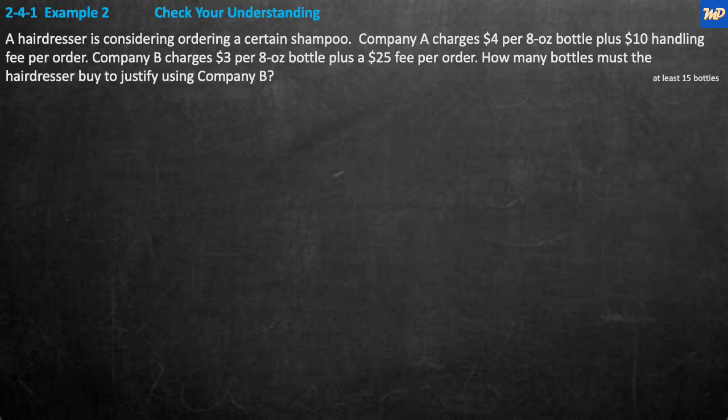Okay, a hairdresser, here's now your problem. You're going to try it on your own here. A hairdresser is considering ordering a certain shampoo. Company A charges $4 per 8-ounce bottle plus $10 handling fee per order. And company B charges $3 per 8-ounce bottle plus a $25 per order fee. How many bottles must the hairdresser buy to justify using company B, and the justification is the fact that you have a higher fee.